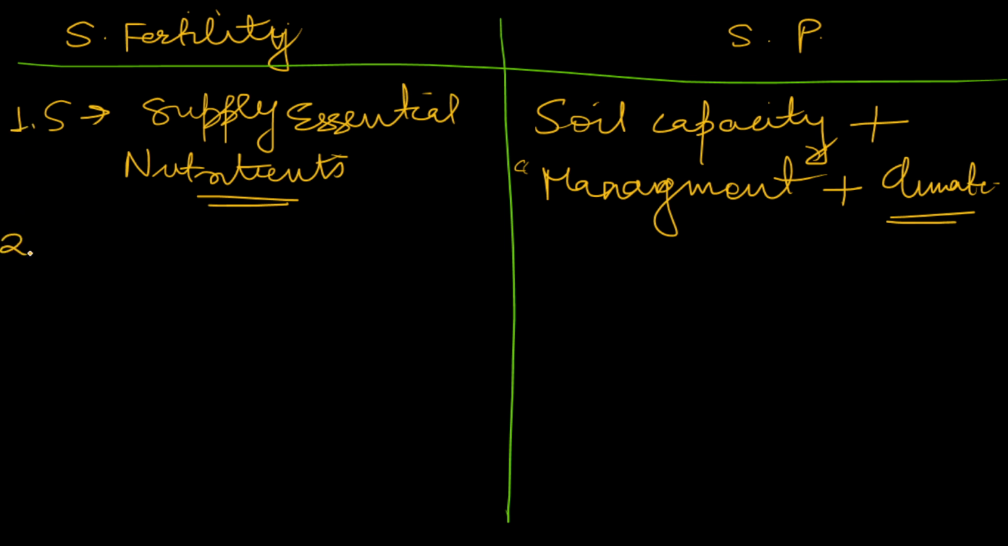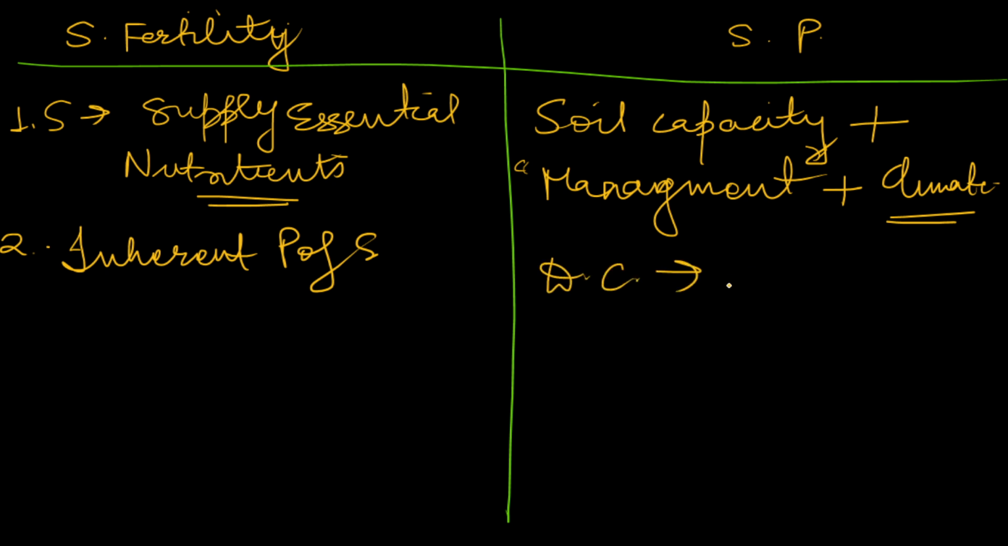Secondly, soil fertility is the inherent property of soil, that is, it is in the soil. But when it comes to soil productivity, it is a dynamic concept. It is influenced by fertility, but it is also influenced by other factors such as management and climate. That is why it is a very dynamic concept.